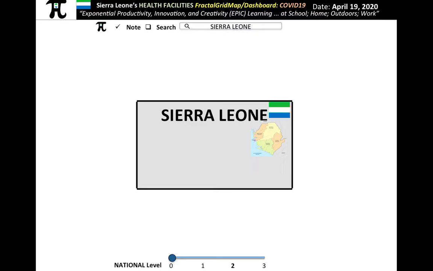In this presentation, I am going to talk about the Fractal Grid Toolkit, which can be used for fighting the COVID-19 virus. Most of the time, we have been focusing on the problem side of things, and I shall begin this presentation with an overview of the situation in Sierra Leone regarding the COVID virus.